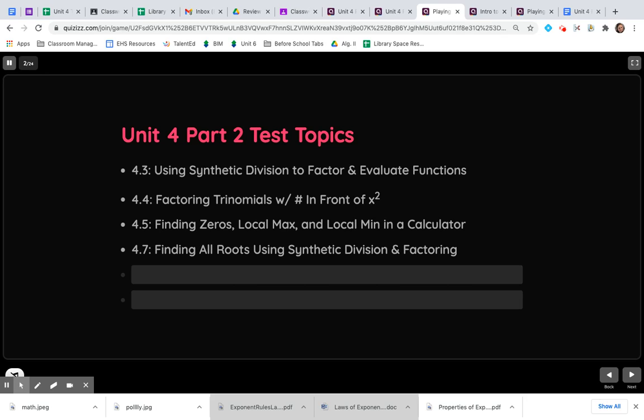And then you're going to find all roots using synthetic division. So that's where we kind of took a guess. And we were like, oh, it might be 1 or -1. And so we tried both of those using synthetic division. We were waiting to see which one gave us 0 at the end.